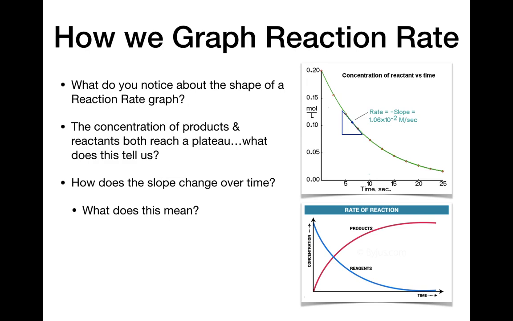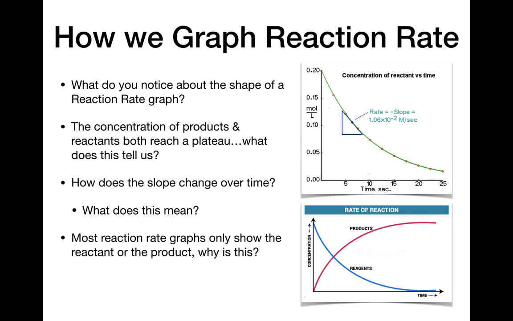Okay, so the slope changing shows you the reaction rate. The slope of this graph is the reaction rate. Whatever you're measuring, grams, moles per liter, degrees Celsius, volume in centimeters cubed, pressure of gas, how much of that is decreasing per second. So most graphs are like this one. You'll notice they only show either the product or the reactant. Why do you think that's the case?